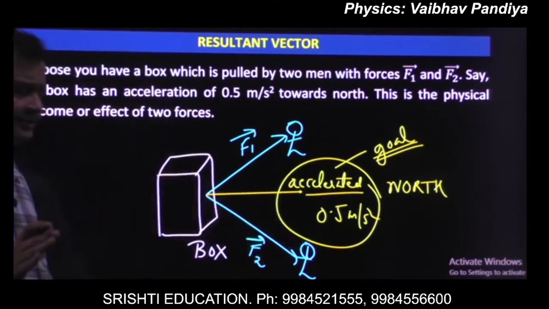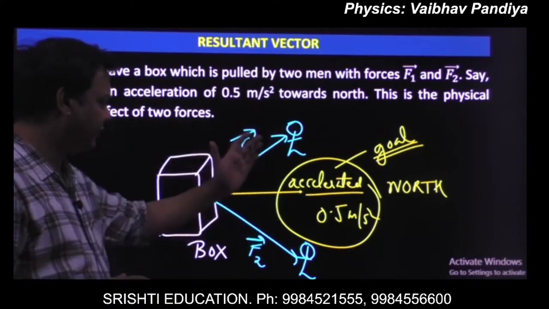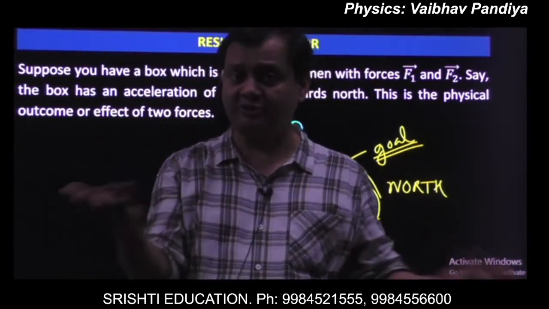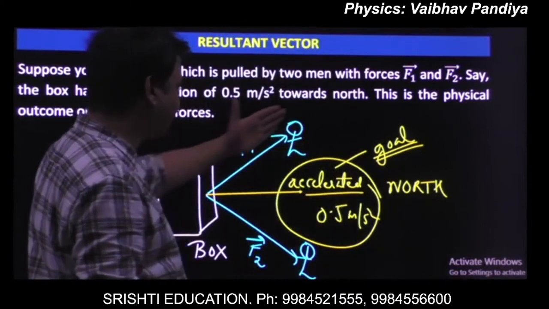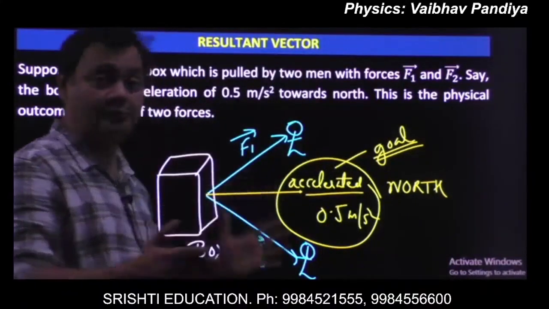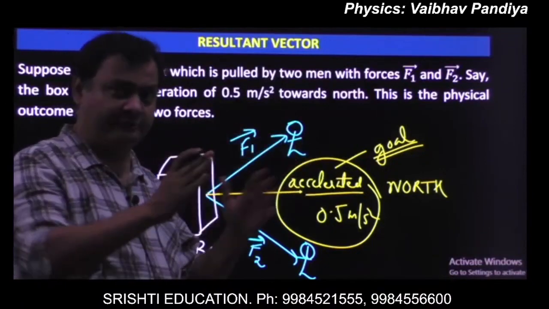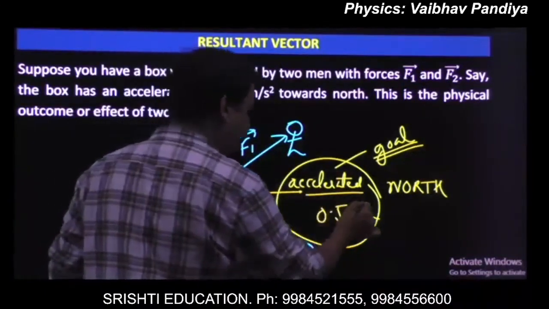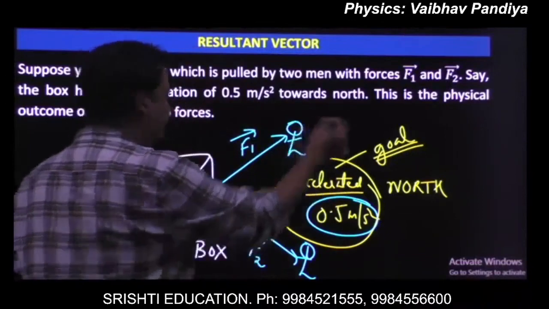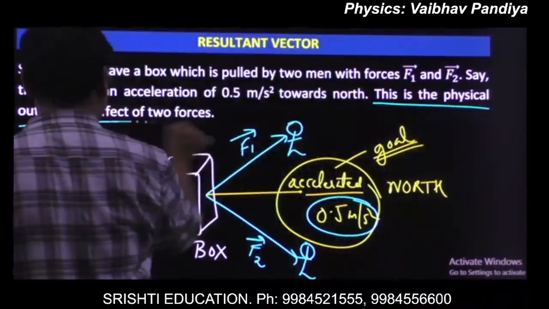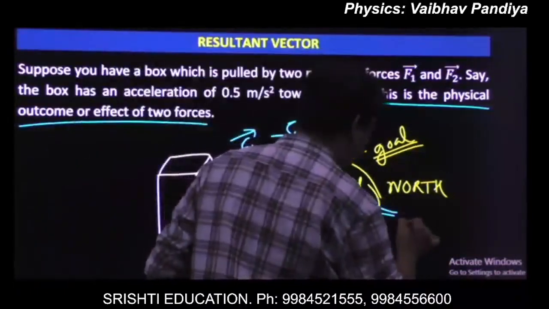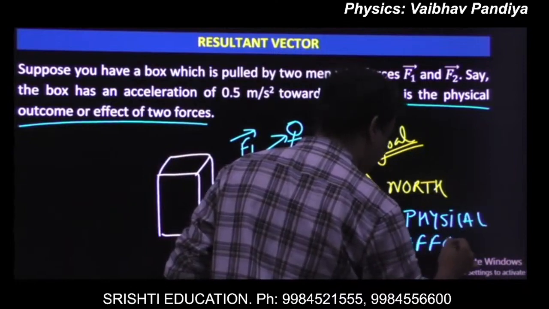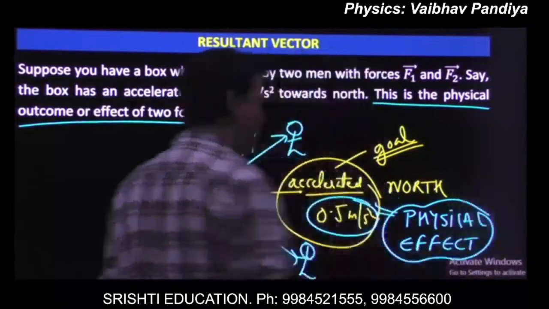Now, it's common sense that when these two are applying the forces like this, F1 and F2, the box will neither go in the direction of F1 nor in the direction of F2. That's common sense, right? It will go somewhere in between F1 and F2. And say it is going towards north with an acceleration of 0.5 meter per second squared. So this is the physical effect, or the physical outcome, of the two forces which are being applied by two men, okay?